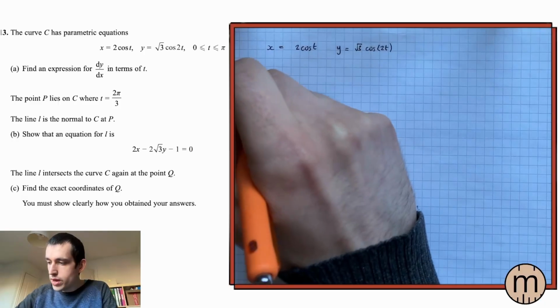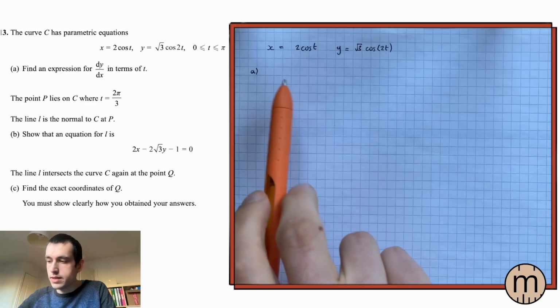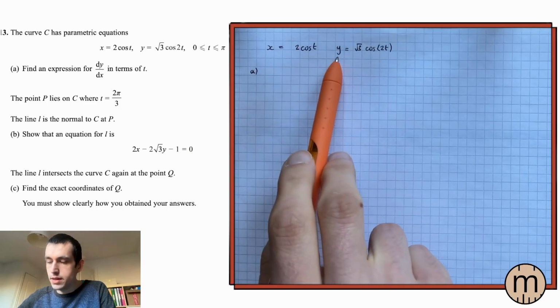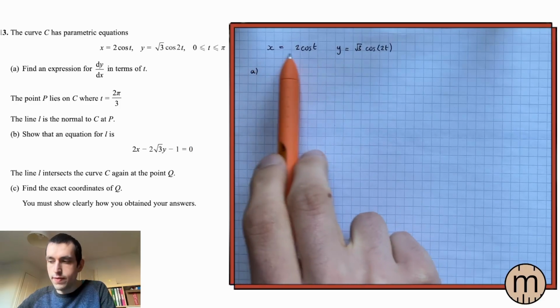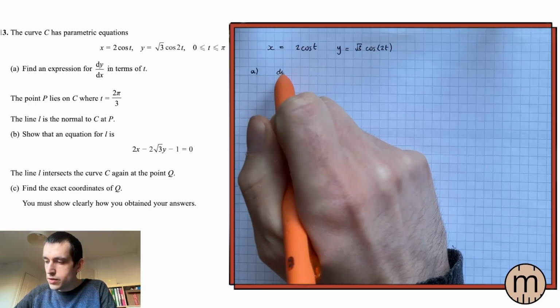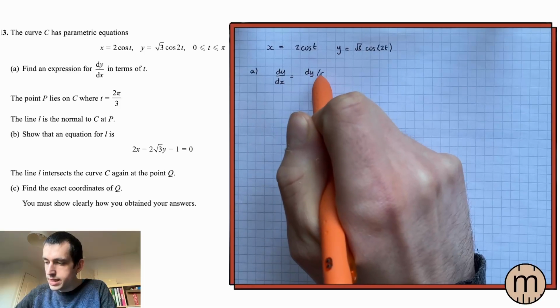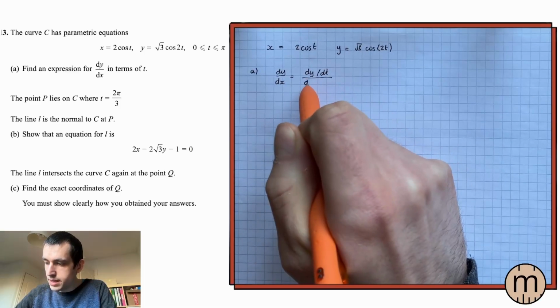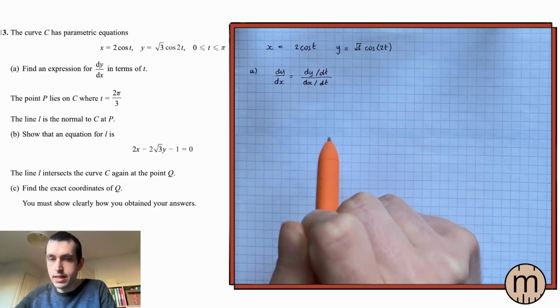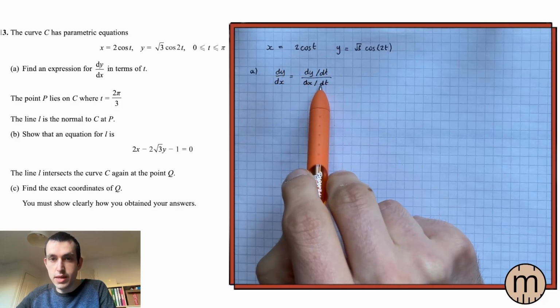So for part A, we are being asked to find an expression for dy/dx in terms of t. What you need to know is that the derivative is dy/dx, but both of these functions are in terms of t. So dy/dx is equal to dy/dt divided by dx/dt, because each of these we can find straight away. Let's do it.